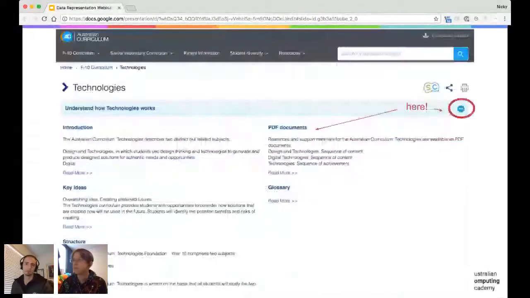Okay, so you'll access the PDF on the Australian Curriculum website. You'll find it in the Understand How Technologies Works section of the page. The PDF document you want is the Digital Technologies sequence of content. Now, it is hidden behind a collapsible expanding button, a plus. You click on that, it'll expand and you'll be able to access those PDF documents there.